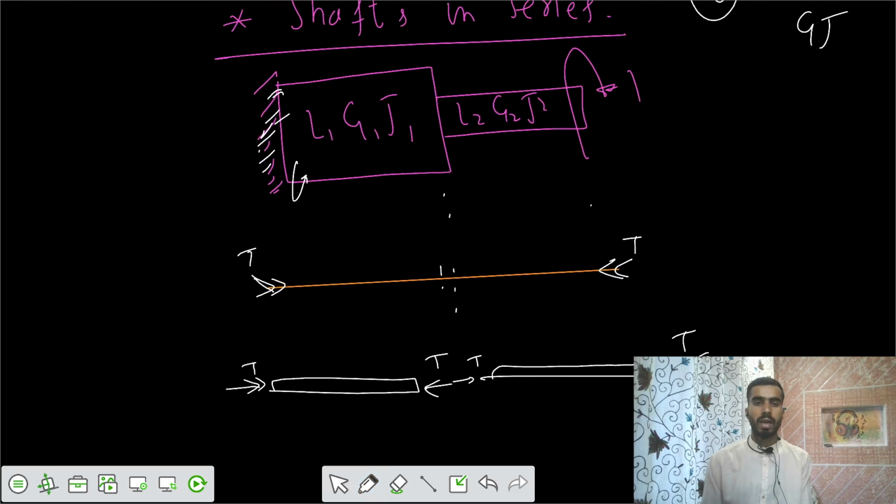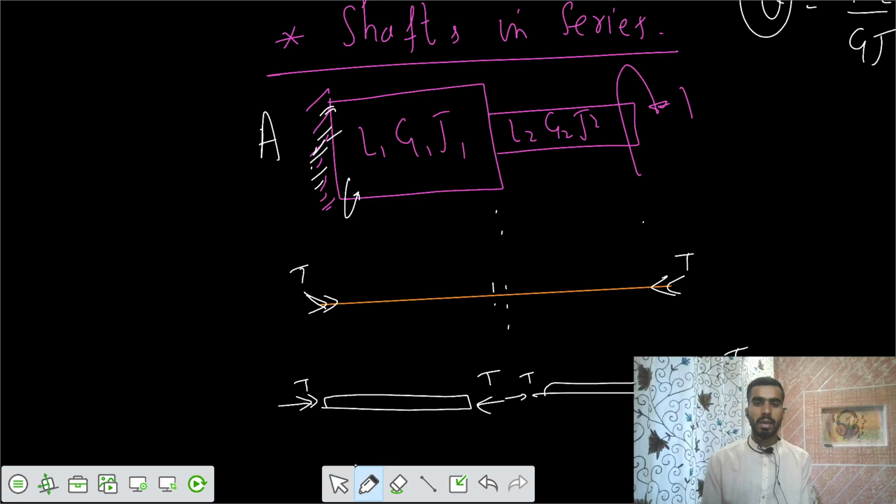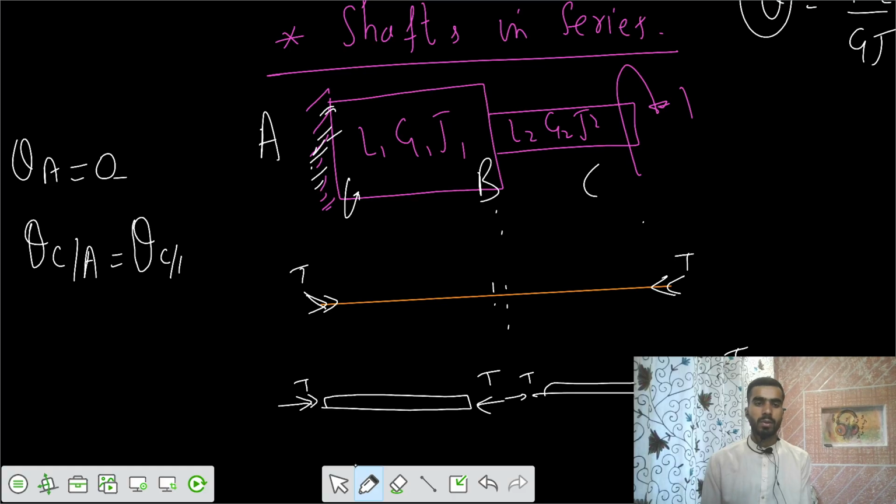I would say here we have, let's call them A, B, C. I can say theta at A equals 0. And if I calculate theta at C with respect to A, because of the torques in the individual shafts, that is contributing some small theta values: theta C with respect to B plus theta B with respect to A.